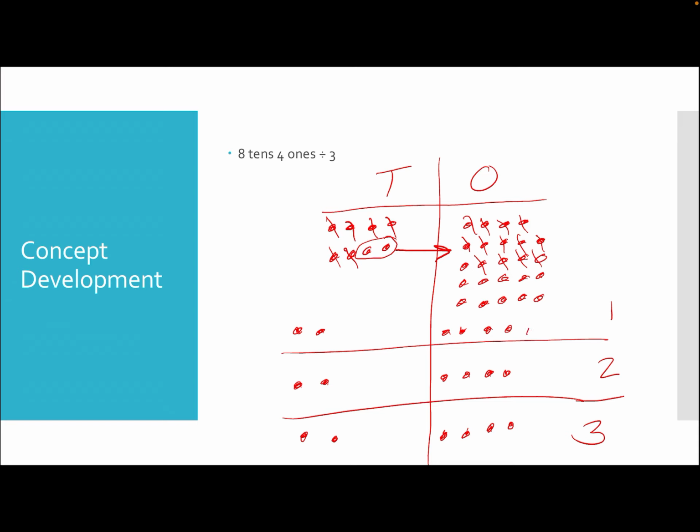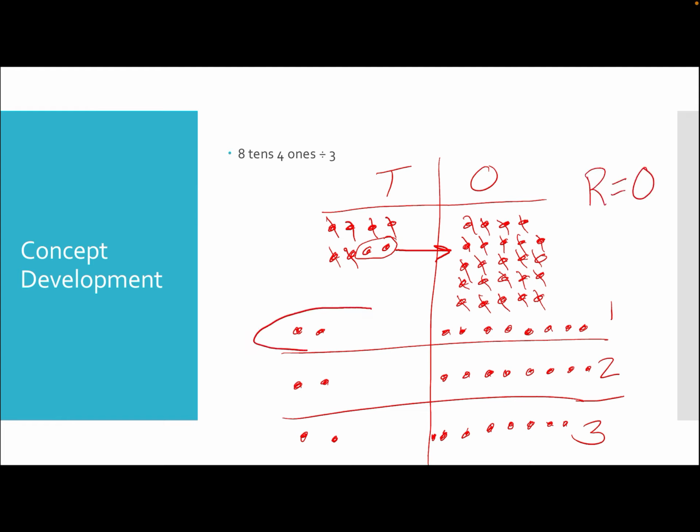There we go. And you're just going to keep going until you've used all your dots. And here's our last ones. All right, put that there. All right, so then we see that we don't have any ones remaining. We were able to divide them all equally amongst the 3 groups. So our remainder here is 0.